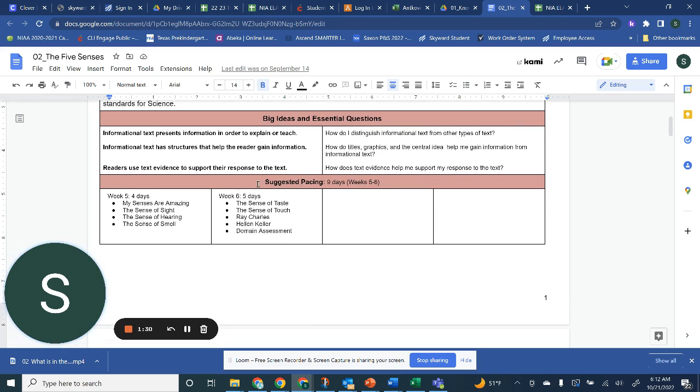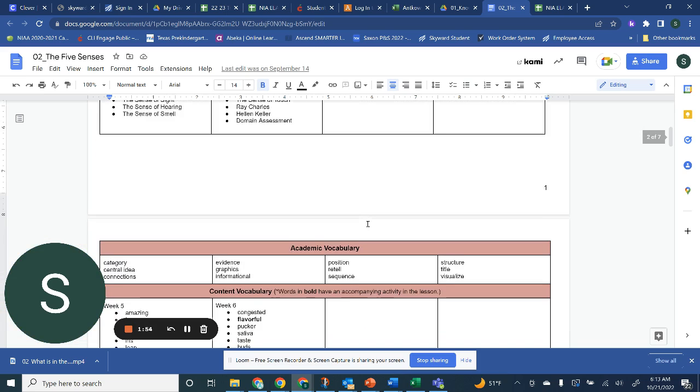Next, what you'll notice is the suggested pacing. It will tell you how many days that unit should last and which weeks on the calendar you're going to be doing this unit. So the 5 senses unit is included in weeks 5 and 6 for kindergarten. Right underneath that, it tells you which lessons are suggested for you to teach during each week. These boxes also tell you how many instructional days you have during that week on the calendar.